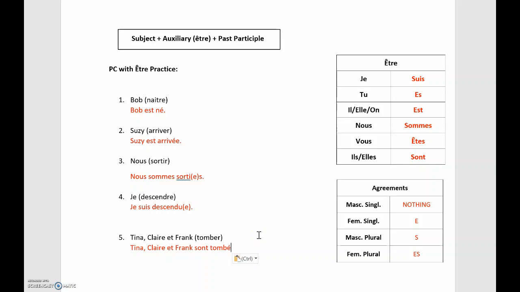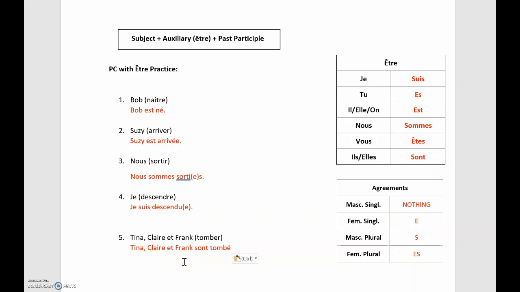And now here, let's look at the group. What does it consist of? Consists of 3 people, so we know it's going to be plural. However, what about the gender? It consists of Tina, Claire, and Frank. So we've got 2 girls and 1 guy.